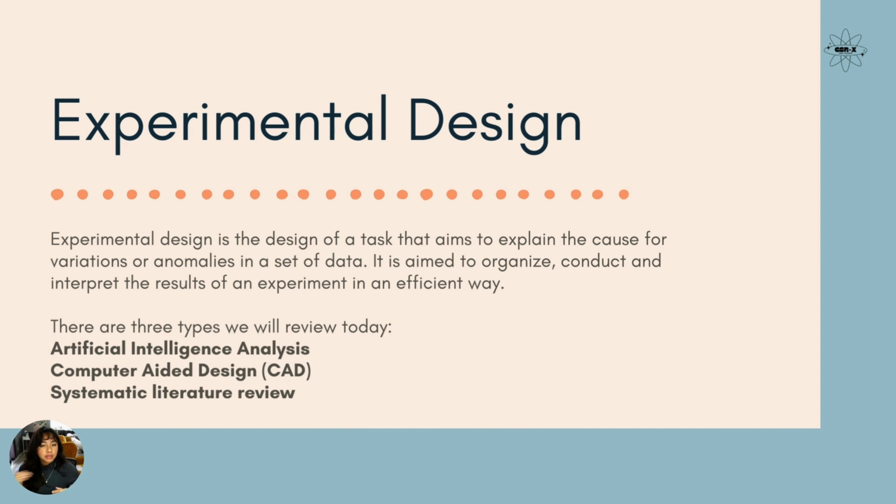There are 3 types of experimental designs that we'll be talking about today. The first is artificial intelligence analysis, computer-aided design, and systematic literature review. And all of these things are helping conduct your experiment in a much more efficient way with different aids and different tools. And they're designed in this way to thoroughly go through information in a way that a human analyst may not be able to, or other methods of analyzing may be restricted.